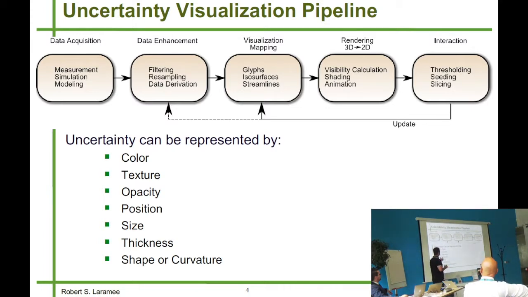And in this talk, we're going to see some examples. So uncertainty can be represented in data visualization by color, textures, opacities, positions, sizes, thicknesses, shapes, and curvature. We're going to see some examples of that.